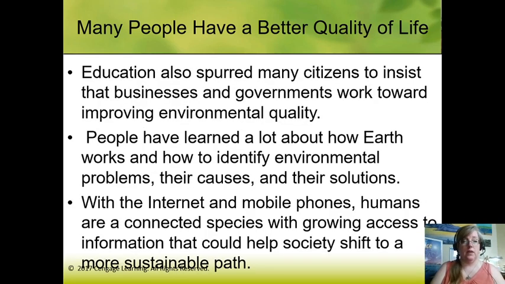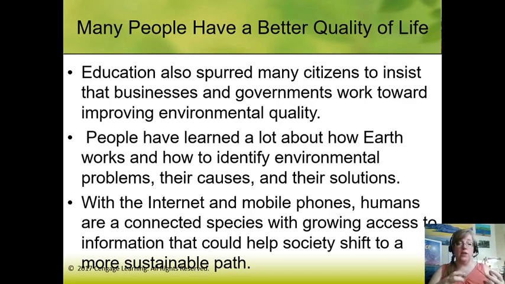Education has spurred many citizens to insist that business and governments work towards improving equality. Once you know more, you know that everybody should be treated equally. The more you know, the more you realize people should be treated well. And so people have learned a lot about how the earth works and how to identify environmental problems with their causes and solutions. Sometimes we don't always find solutions, but sometimes we find solutions.